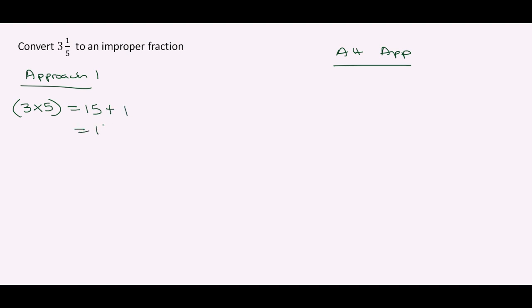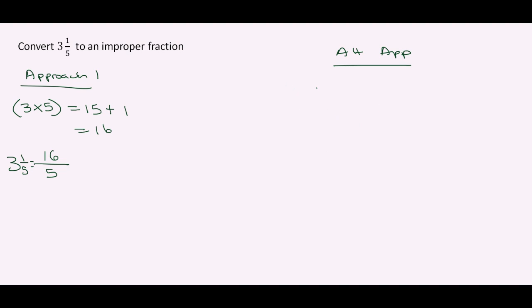So in this first example, I'm going to show both approaches. So we're going to say approach 1, and then alternative approach. Okay, so what we're going to do first is multiply the whole number, which is 3, by the denominator, and that's going to give us 15. And then we're going to add the numerator of the proper fraction, which is going to give us 16. So this 16 becomes our numerator and our denominator stays the same. So therefore 3 1/5 is the same as 16 over 5.